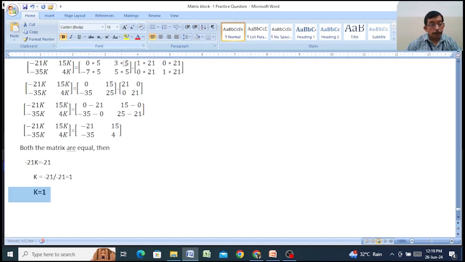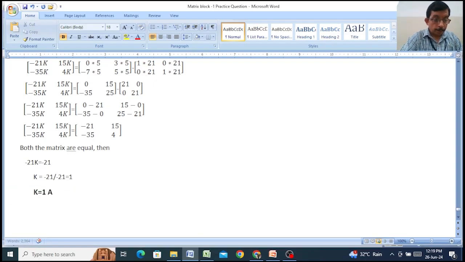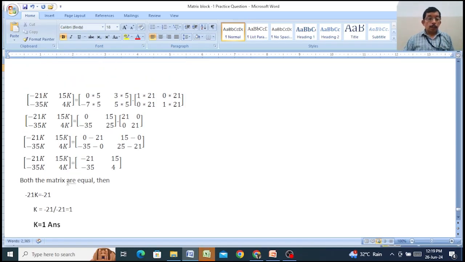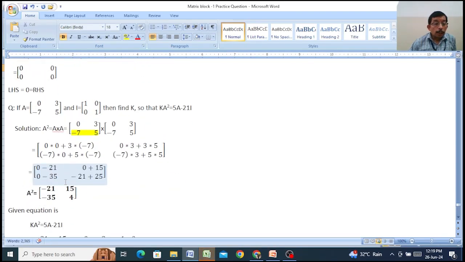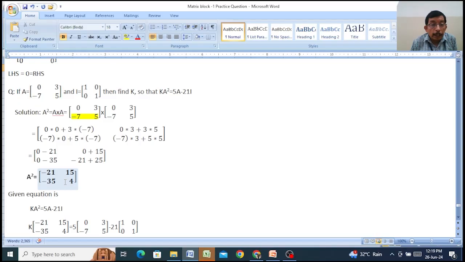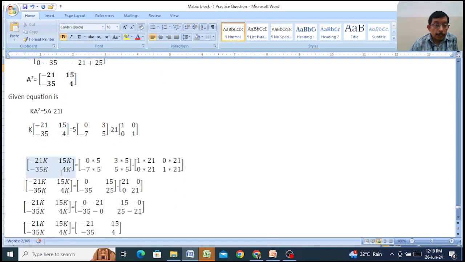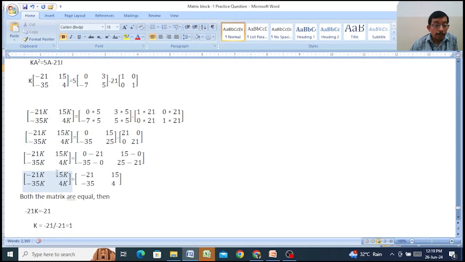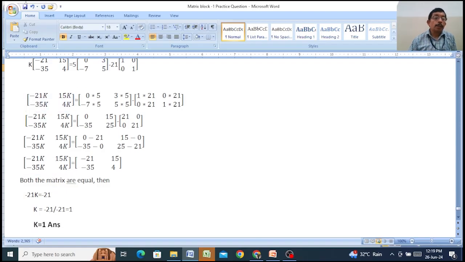Is it clear, everyone? This is the answer of k. It is clear. The question is given: A and I are given. Find the value of k if the given equation is A square equal to 5A minus 21I. First we find the value of A square by the matrix multiplication. After that we take the given equation and put in all the values of A square, A and I, and we solve by the scalar multiplication, addition, subtraction and equality of matrices. Then we find the final result, k is equal to 1. It is clear, everyone?